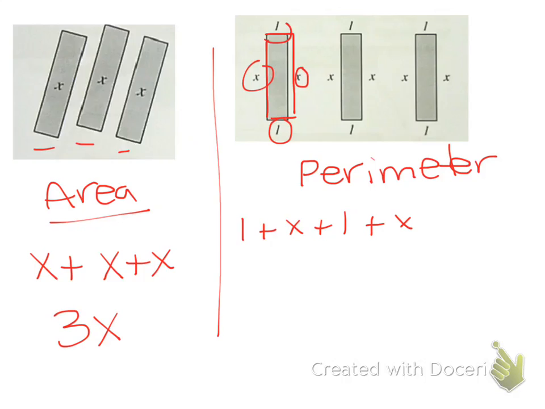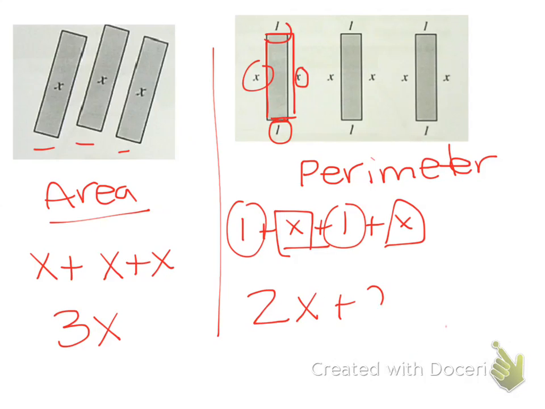Another way you could write it, and this is where we're going to get into combining like terms. Our terms in this case would be x is a term, and then our unit, or our one tile, this one side, is a term. So I could also write this perimeter as, there's 2 x's, so 2x, and then there's 2 1's, so plus 2.